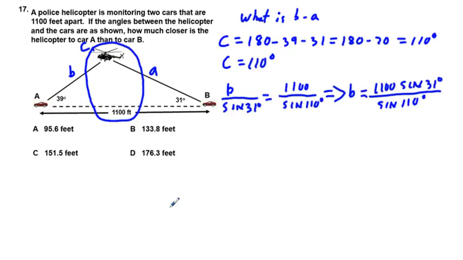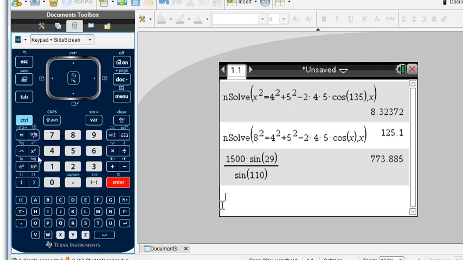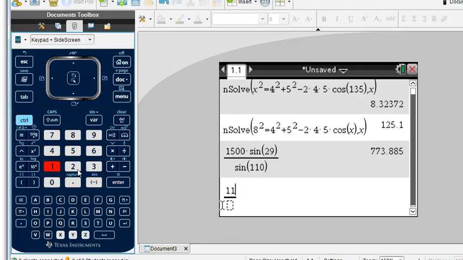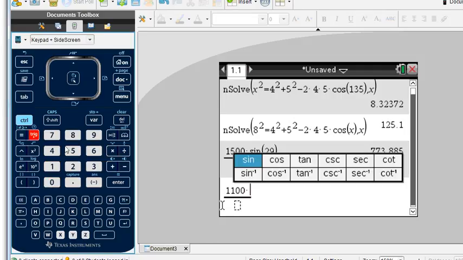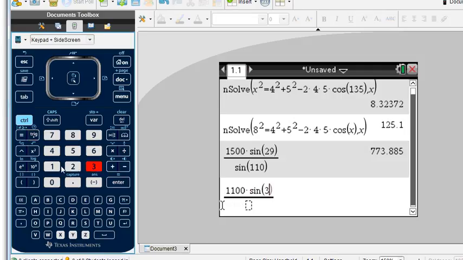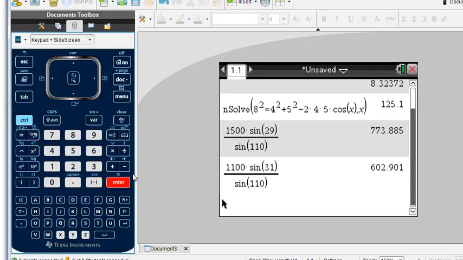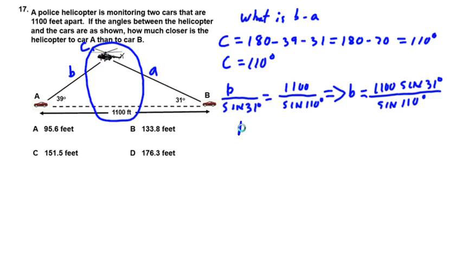So let's go ahead and get to our calculator. We have B equals 1,100 times the sine of 31 degrees over the sine of 110 degrees. And we get this distance here: 602.9 feet. Let's say 603 feet. So the side here, B, is approximately equal to 603 feet.